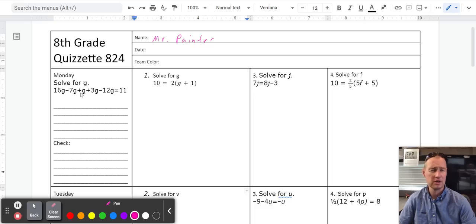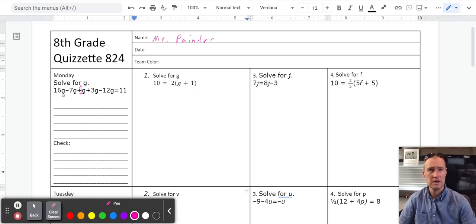Well, if you're asking for a slice of pizza or a hamburger or a soda, notice that for all three of those food items, I never gave you a number. But when you talk about a pizza or a Coke, that means one. So when you see G by itself, or any variable by itself, that represents one. So I'm going to put a 1 in front of G to represent 1G, plus 3G minus 12G equals 11.